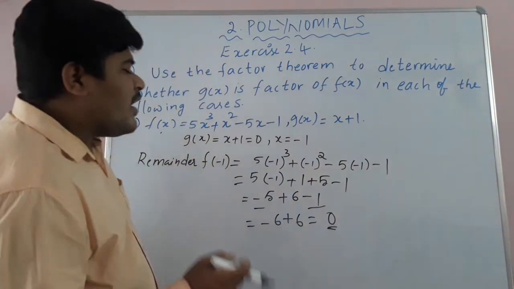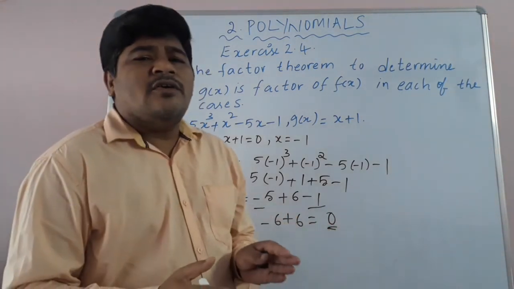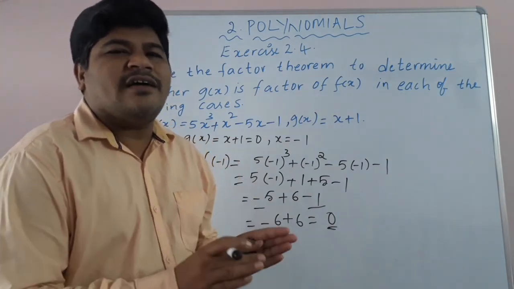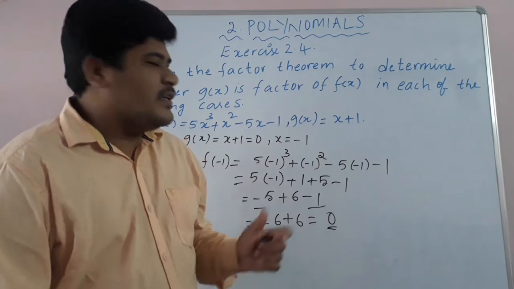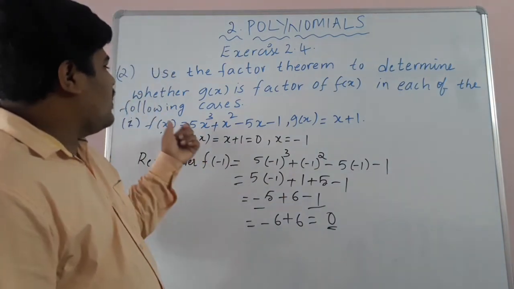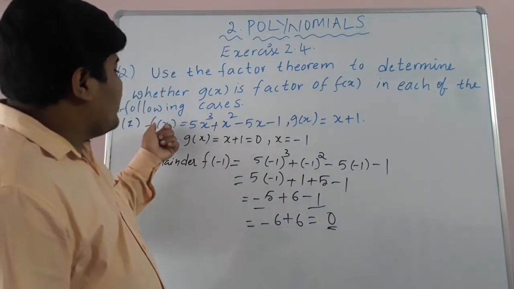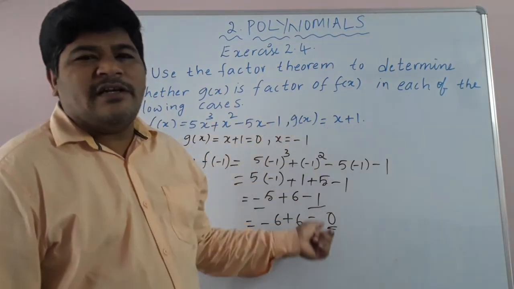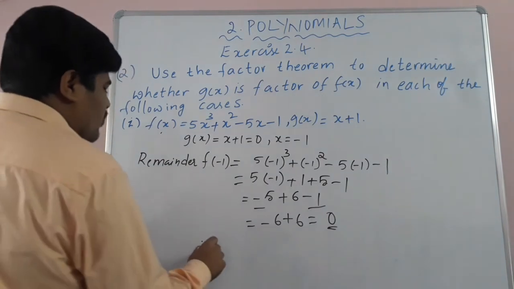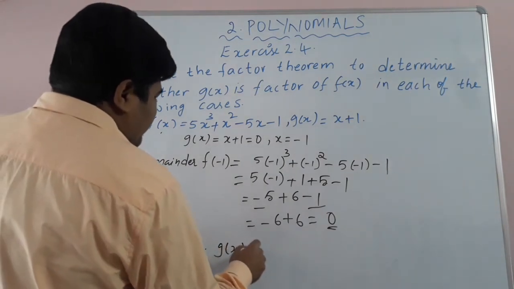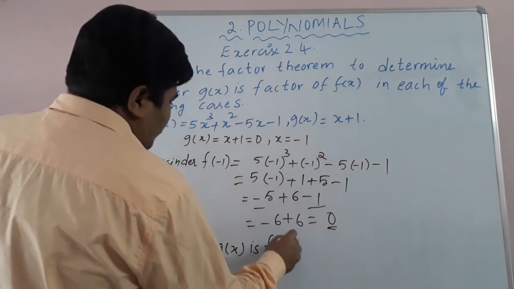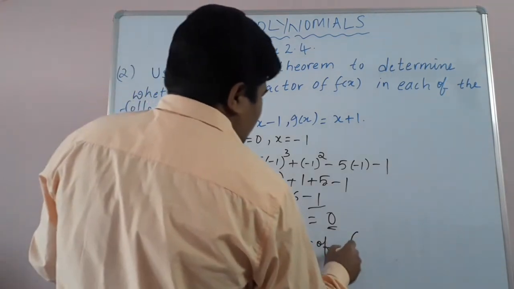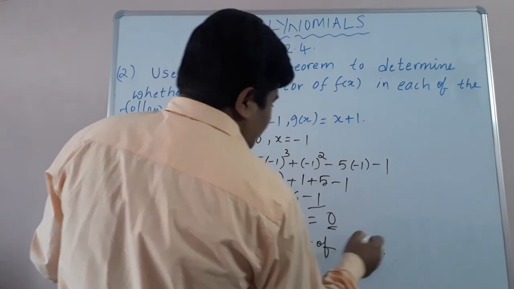So according to the factor theorem, if the remainder is 0, with whatever we are dividing, that particular divisor is called a factor of the given polynomial of nth degree. So children, here this is a third degree polynomial. If we divide this f of x with g of x, we are getting remainder 0. So here you can write, therefore g of x is a factor of f of x.